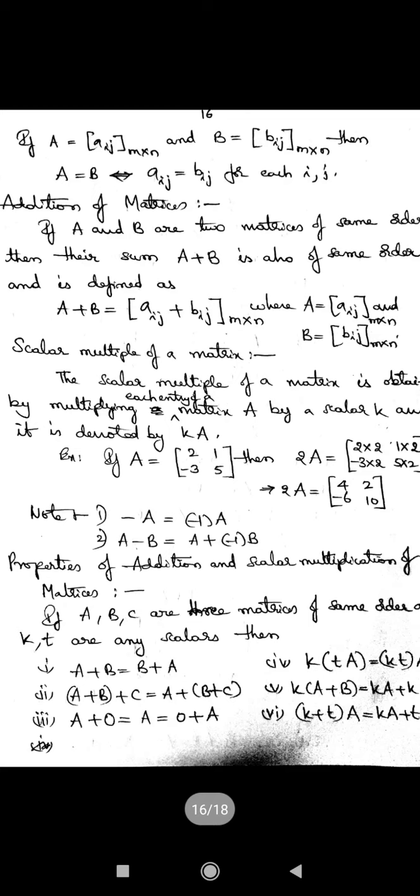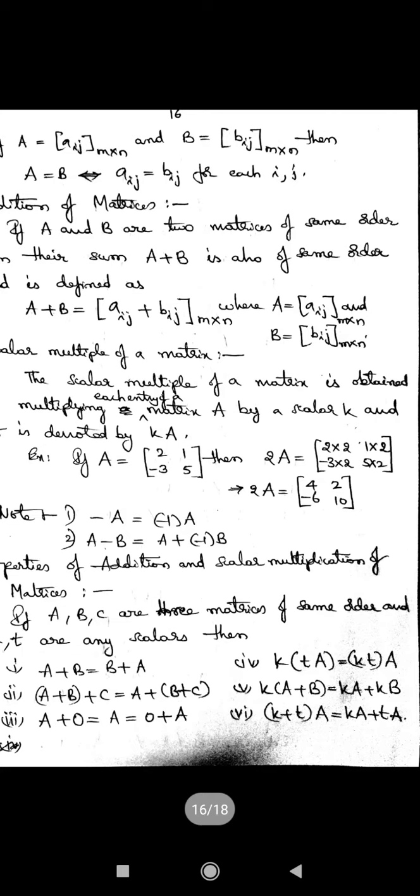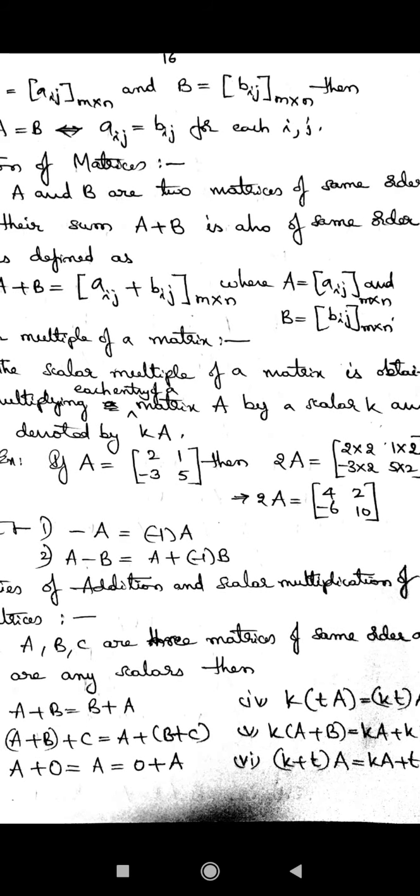If A is equal to [2, 1; minus 3, 5], this we can take as an example. If A is given in such a way, then 2A means multiplying each element of A by 2. We can obtain the scalar multiple of A, which is denoted by 2A, and it is equal to [2 into 2, 1 into 2; minus 3 into 2, 5 into 2], that implies 2A is equal to [4, 2; minus 6, 10].